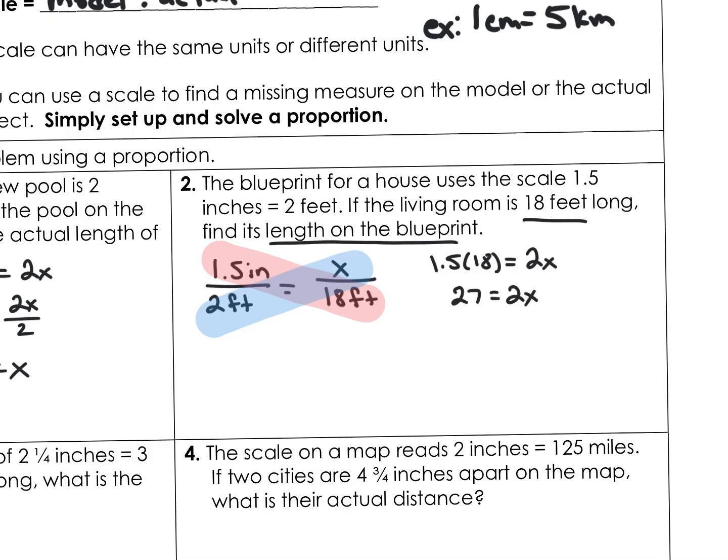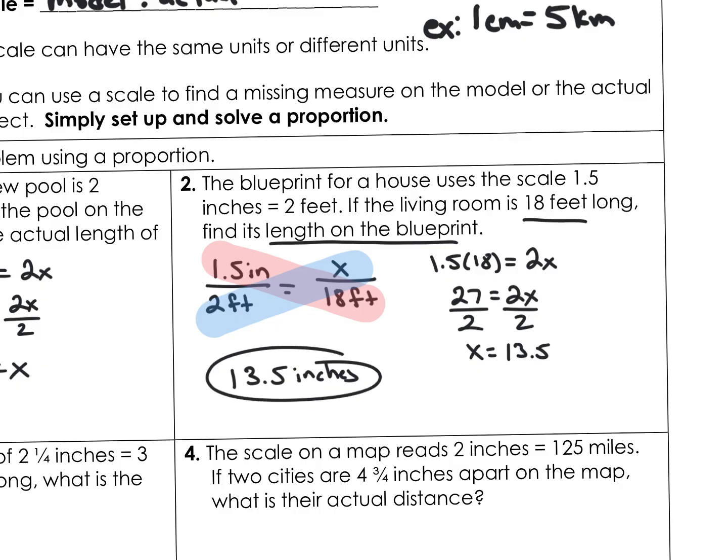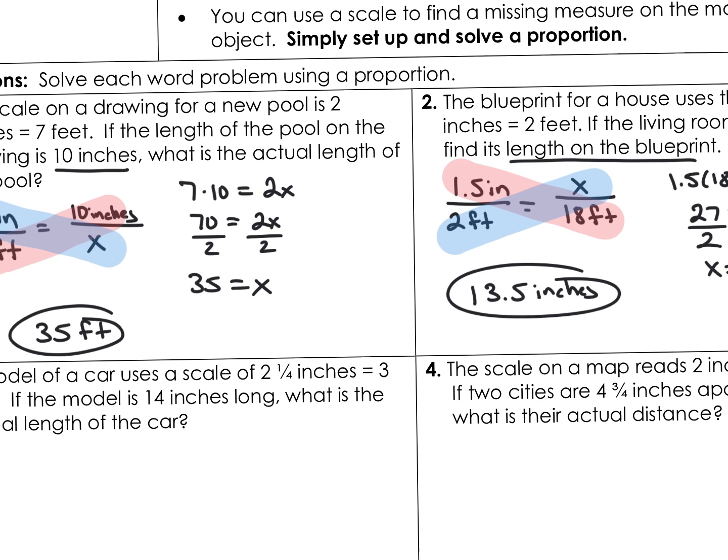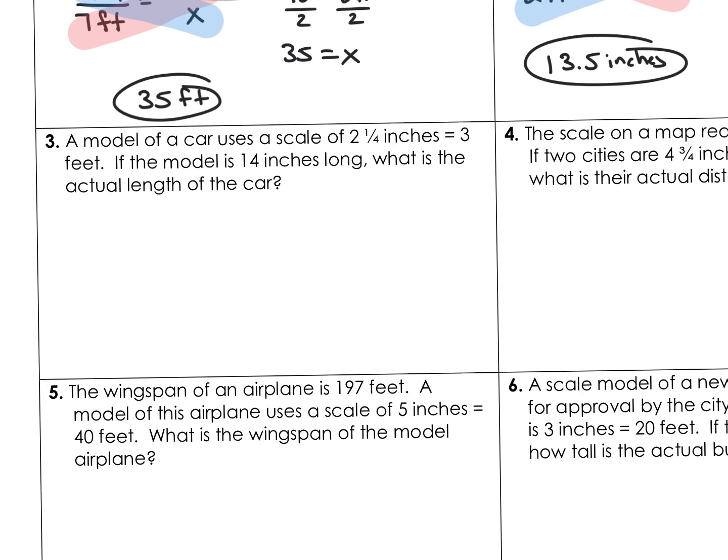And that's going to equal 2X. We're going to divide both sides by 2. And X is equal to 13.5. And if we think about it in the context, that's the length on the blueprint. So 13.5 inches is our actual answer. And that will work for any of these first problems.